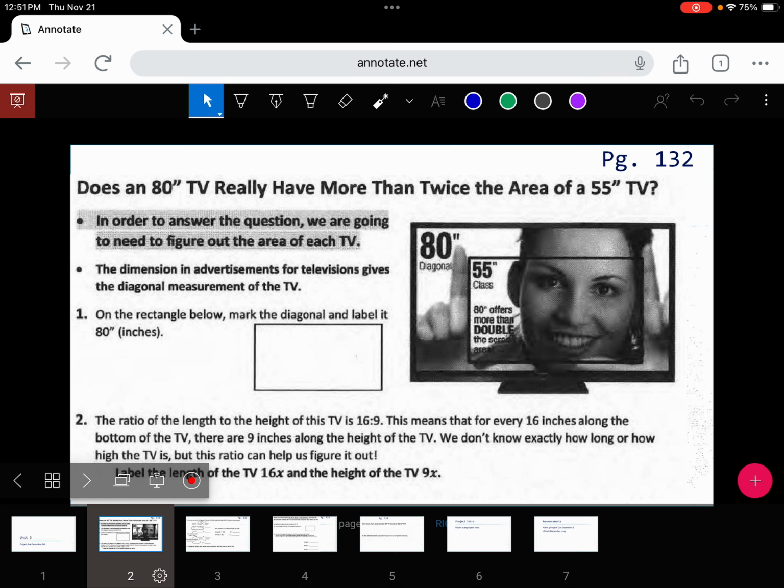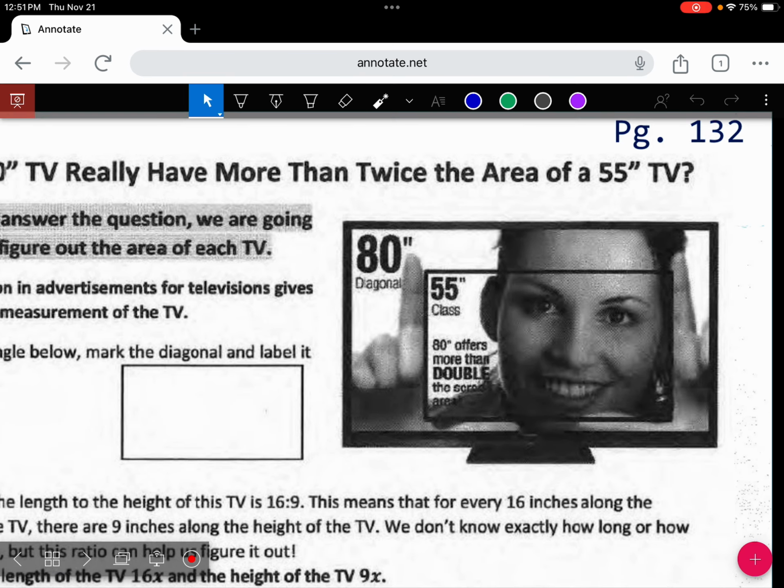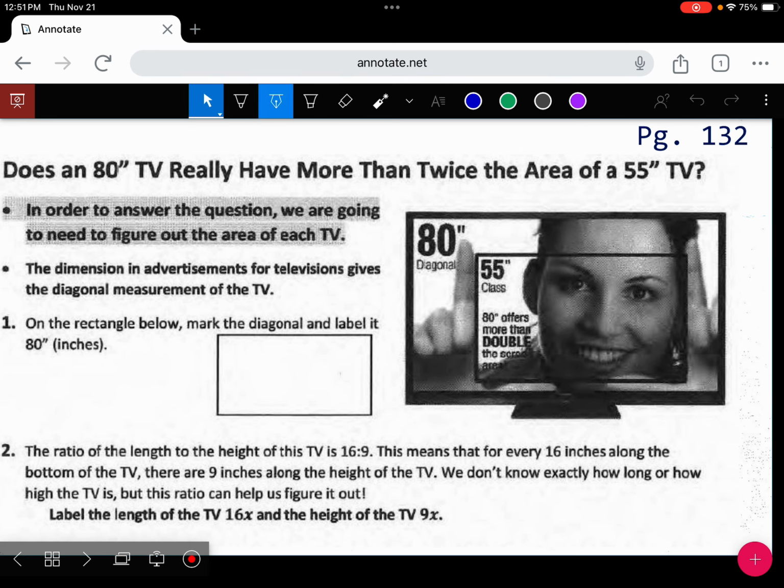Yippers. So, first thing we need to know is how to find the area of one of these TVs. So we've got an 80-inch TV, and we're going to start looking at the 80-inch TV first. So that 80 inches, that's the giant number on the side of the box of the TV.